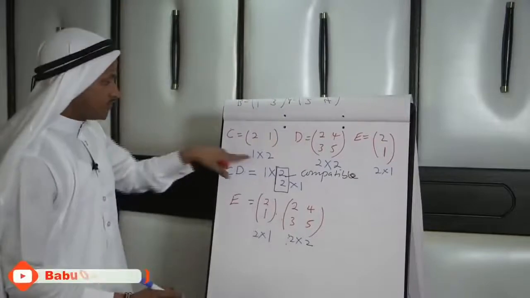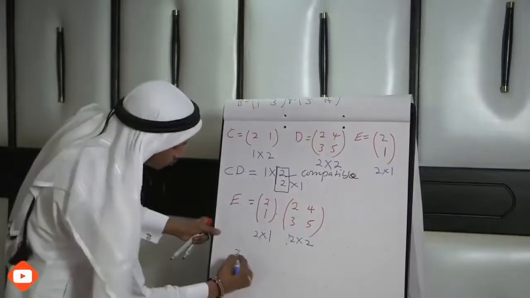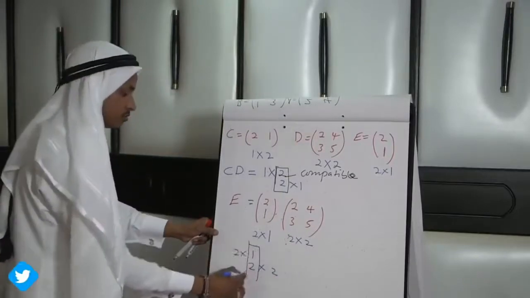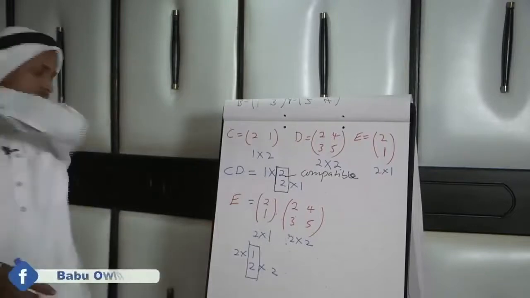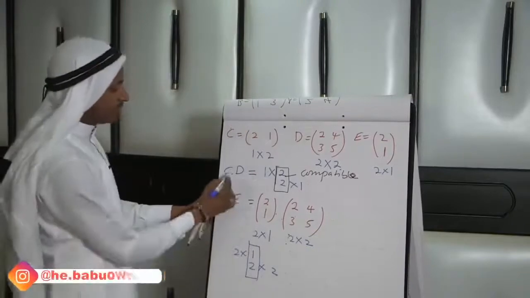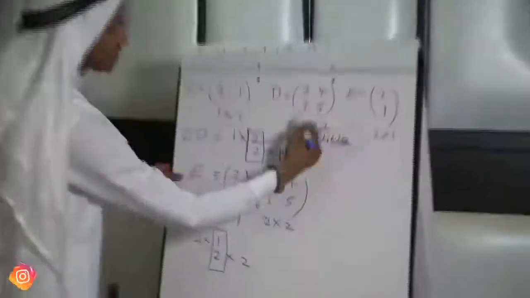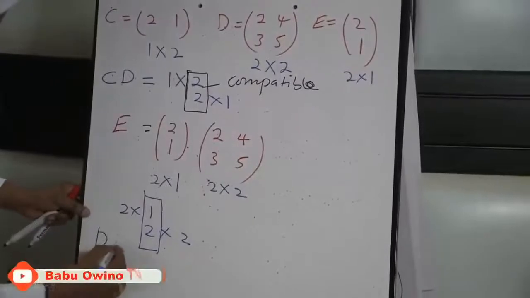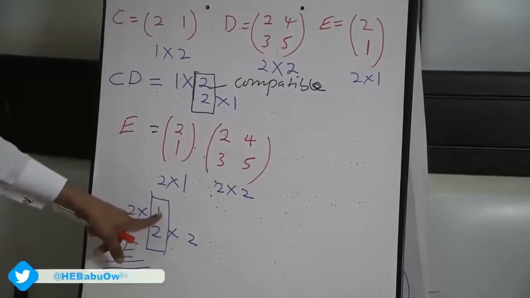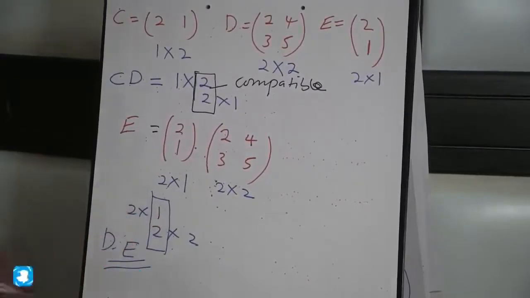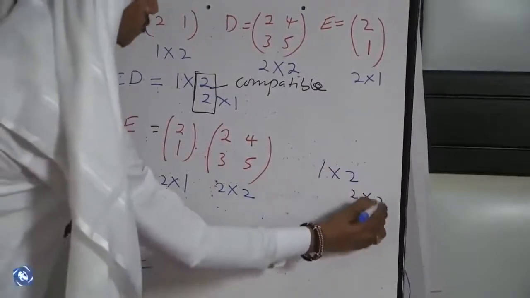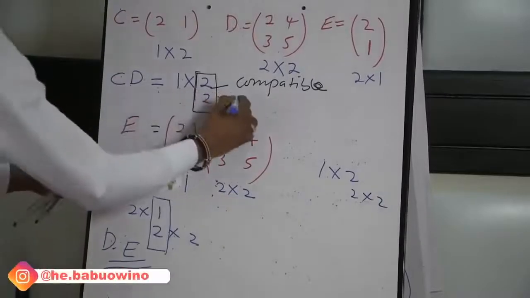So in such a situation, if you have a 2 by 1 matrix, you multiply by a 2 by 2 matrix. When you look at these two, they are conflicting. They are not rhyming. They are not compatible. Therefore, you cannot multiply these two matrices. Therefore, DE, you cannot multiply DE because they are not compatible. So the next one, let's say we have a 1 by 2 matrix and a 2 by 2 matrix.